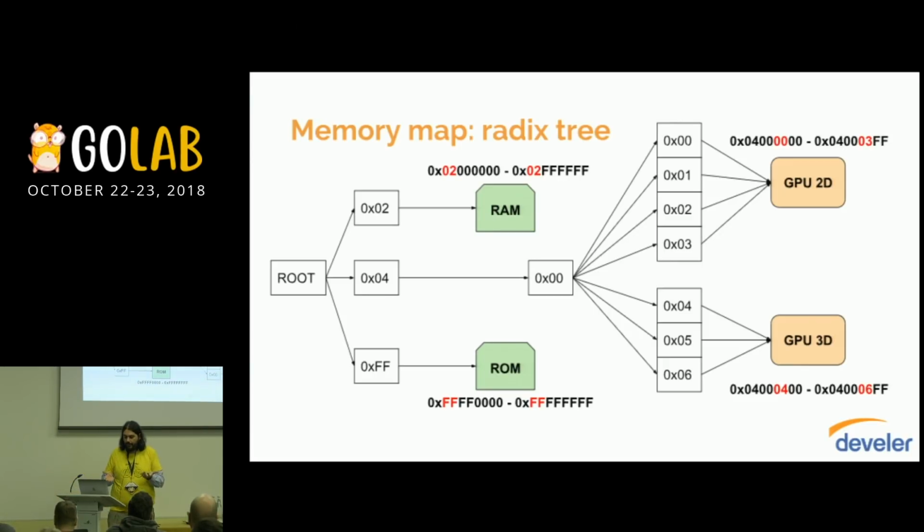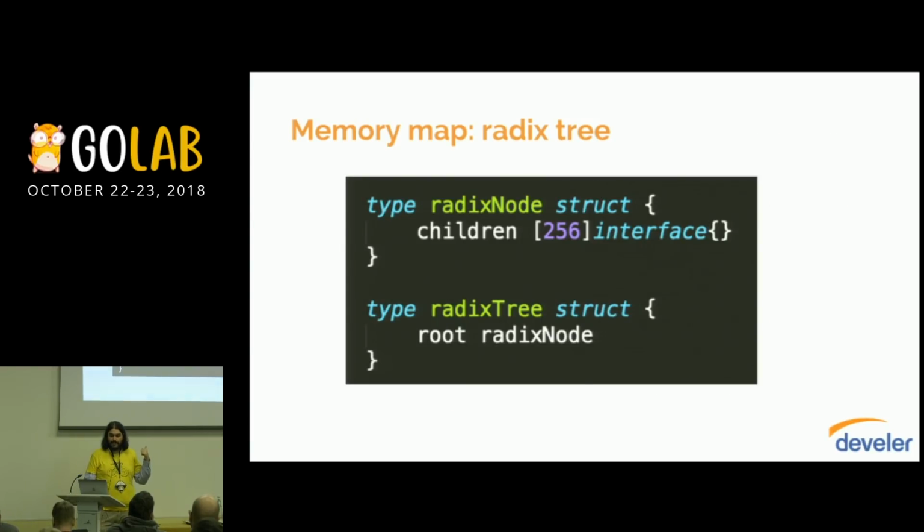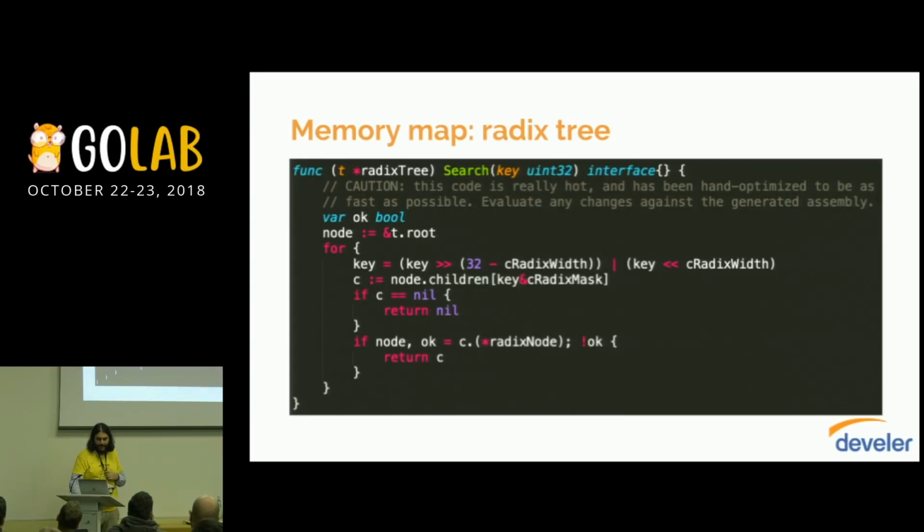When there is a lookup in the tree to access a certain address, I just check one byte at a time, and with this lookup table arranged as a tree, I find the correct chip. This is the data structure, very easy. A node has exactly 256 children, one per byte, and a tree is a pointer to the root. And this is the search function, which is just a loop over each byte, extracting one byte of the key at a time, looking up in the children array, and if it's a node, it will recurse. If it's a leaf, it will return.